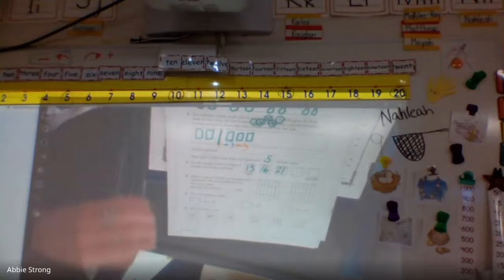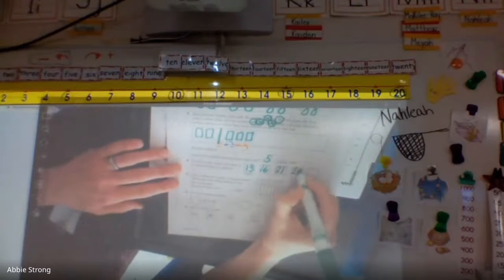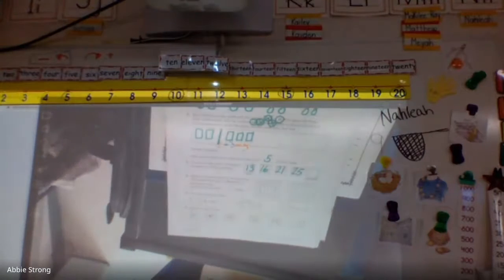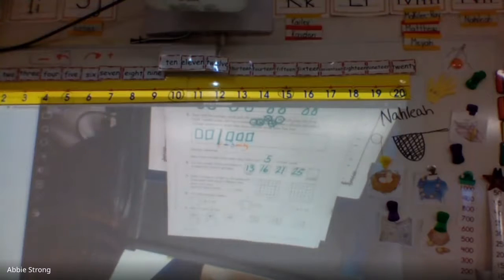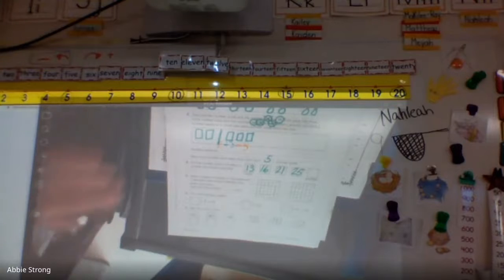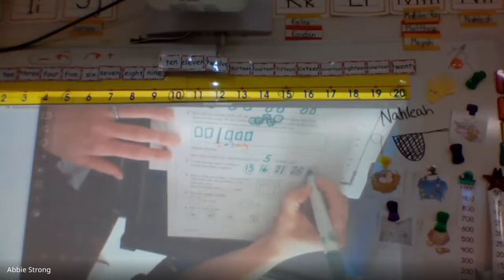25. 25. Yes, everybody look at Mr. Porter. He can show you on our hundreds chart. 25 and then 42. We can't have the 40s in the rows with the 20s. We have to do the 2s, and then there would be a 3, and then the 4s. So the last one is 42.